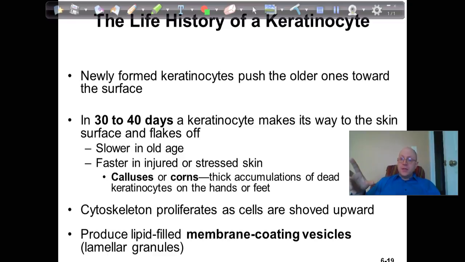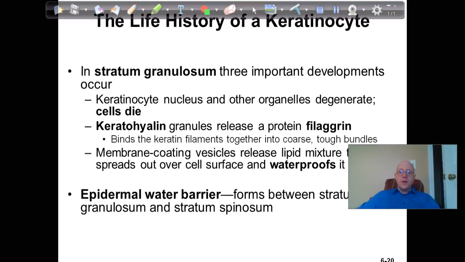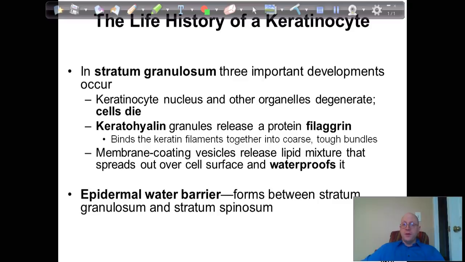Now, the cytoskeleton fiber that was made up of keratin were the intermediate filaments. So just imagine that those intermediate filaments are becoming more and more populous inside the cells as they're pushed towards the surface. And when you get to the stratum granulosum, you get the lipid-filled membrane-coating vesicles, the granules. Then, stratum granulosum, 3 important developments. Just before they're about to die, the keratinocyte nucleus and other organelles degenerate. Cells die. Keratohyalin granules release the protein filaggrin, and that's what's being put outside the cell, which binds the keratin filaments together into coarse, tough bundles.